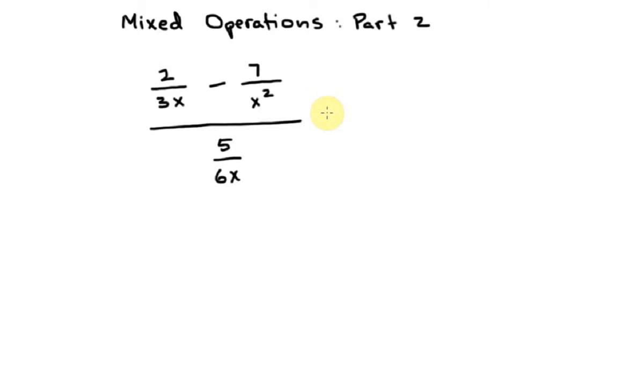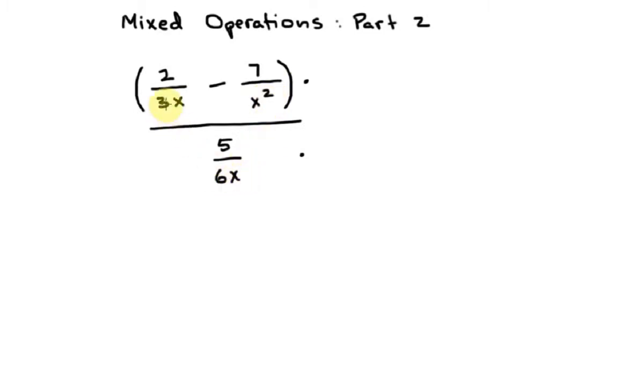Well, okay, welcome back to Mixed Operations Part 2. And you can see I've got this lovely example sitting here with fractions within fractions. So first thing we're going to do, if we have to simplify this mess, we're going to get rid of the fractions within the fractions. So I'm going to multiply the top and bottom by something that's divisible by 3x, x squared, and 6x.